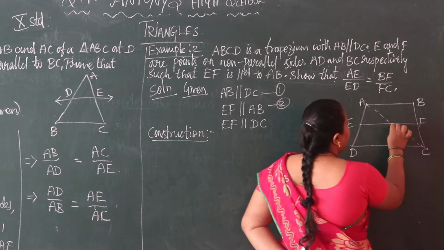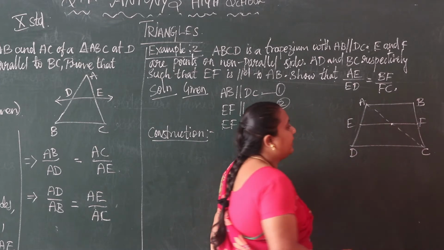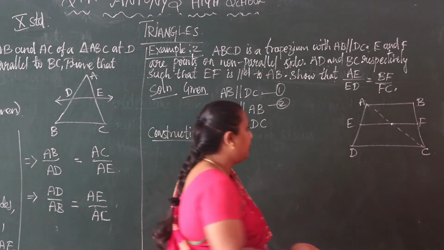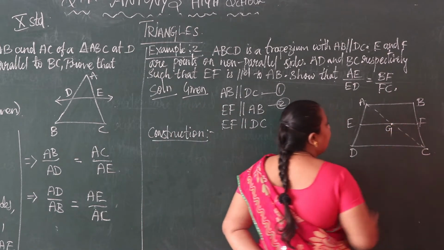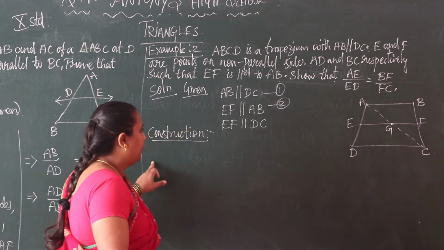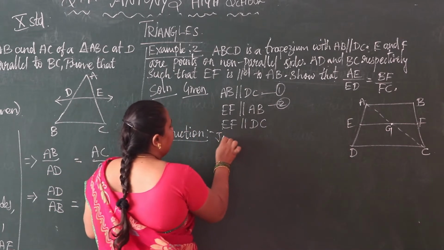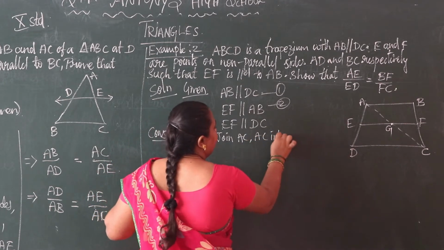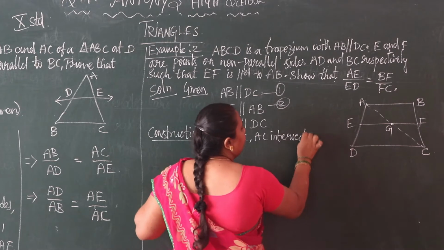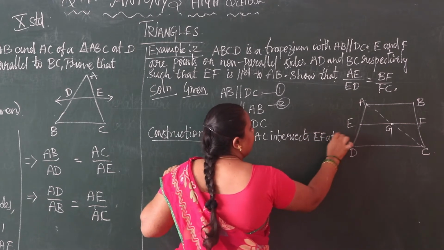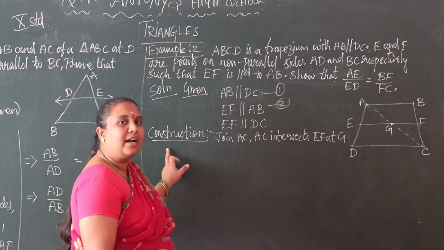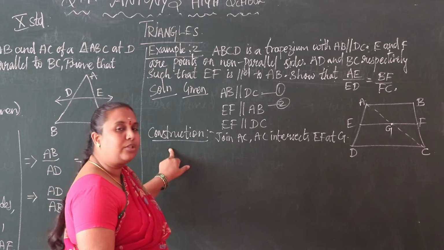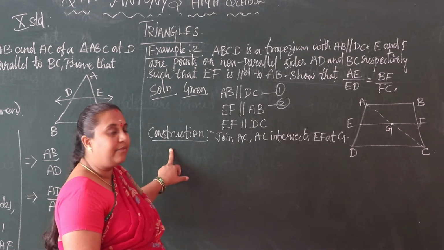Join AC. AC intersects EF at G. Okay, the point G. So join AC, and AC intersects EF at G. Then now we are considering two triangles in this given trapezium.